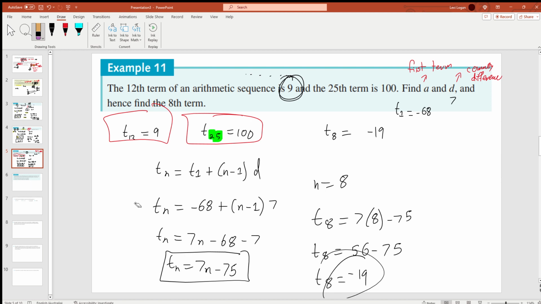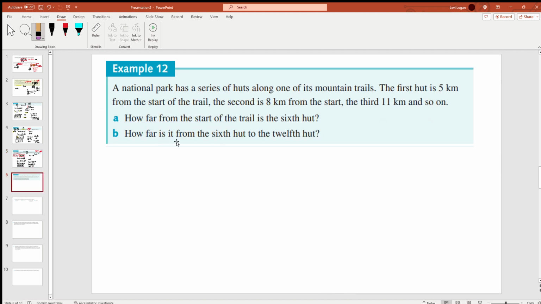So, if we take a look at a more practical example now. A national park has a series of huts along one of its mountain trails. The first hut is 5 kilometers from the start of the trail. The second is 8 kilometers from the start of the trail, and the third is 11 kilometers, and so on.